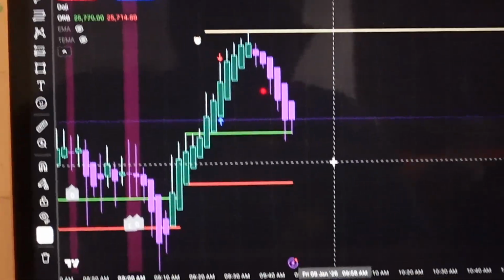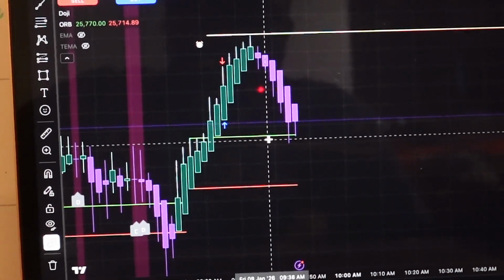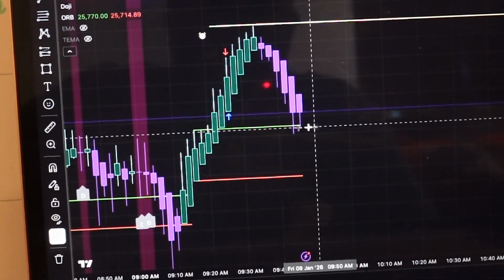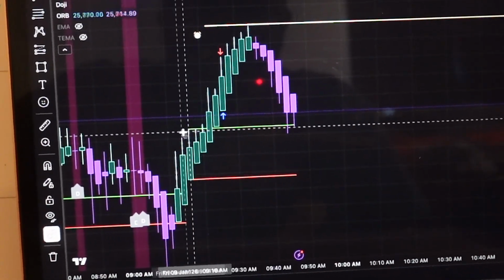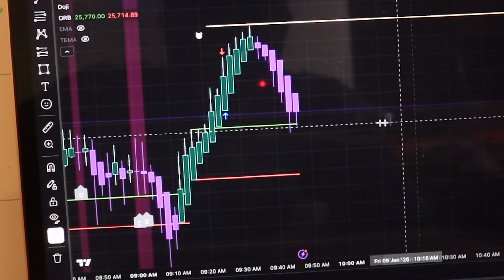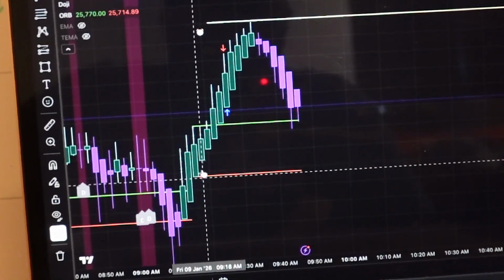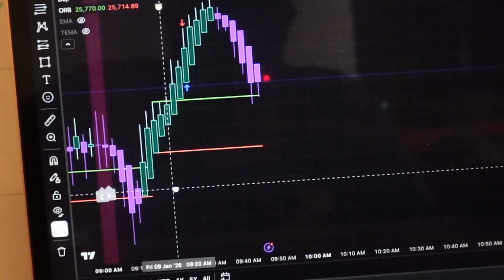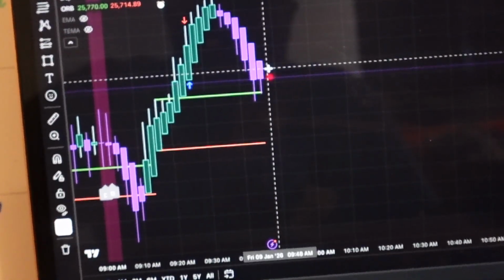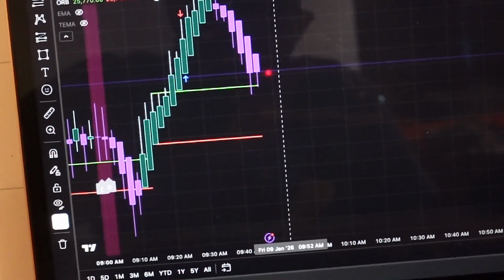Okay, so if it breaks this, then it wants to go down, but it don't look like it wants to break it. So this is going to be my support right here. The ORB, opening range breakout. First 15 minutes of the market. And then if it does not break it and I get a bullish candle, we're going to take it to here. Okay?